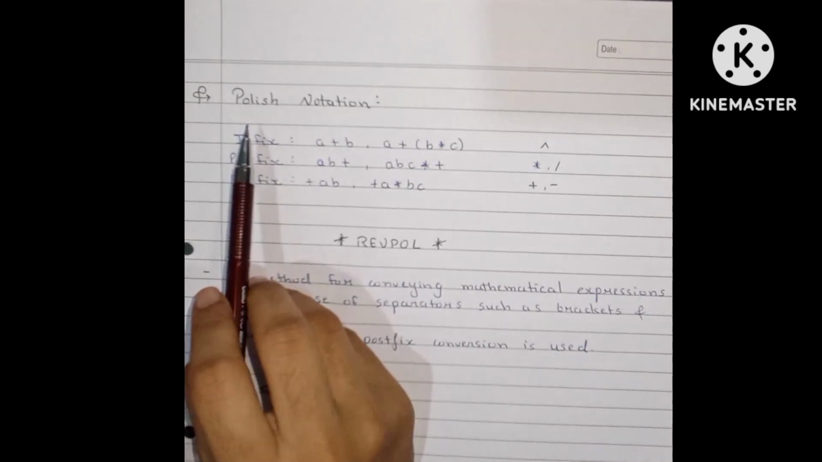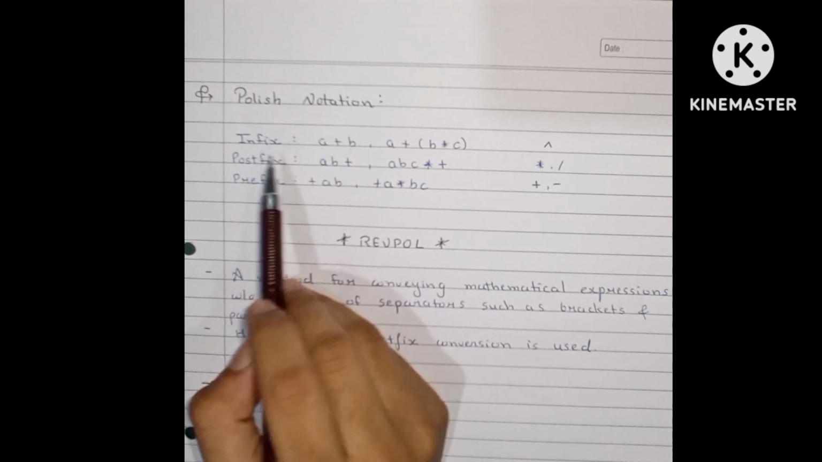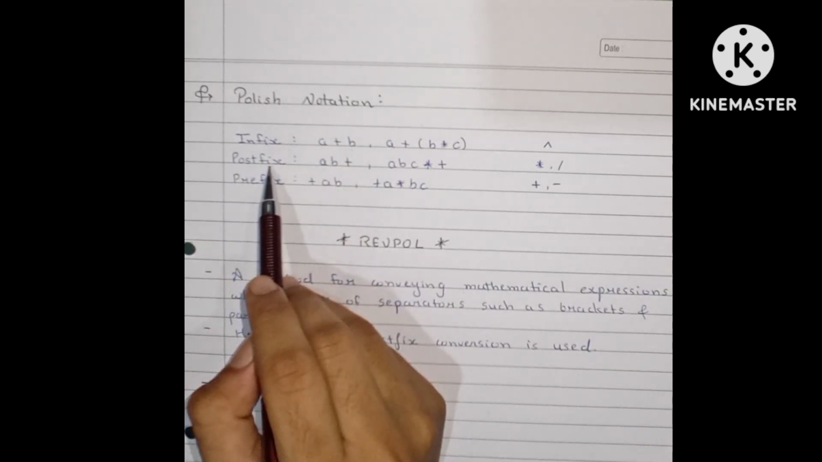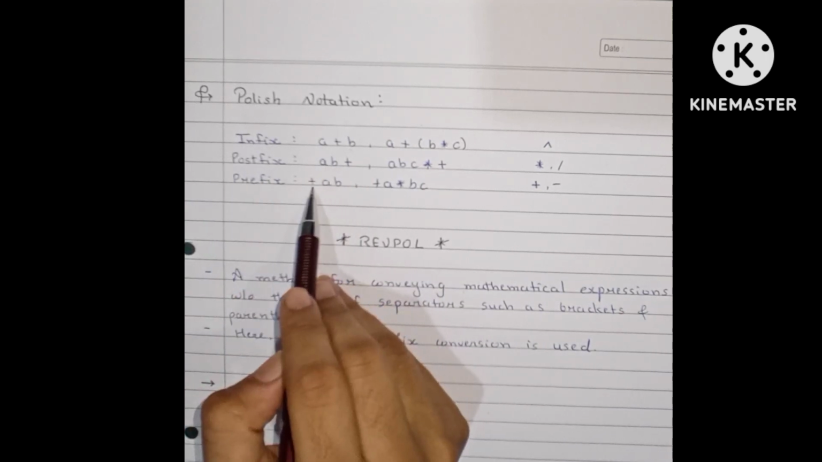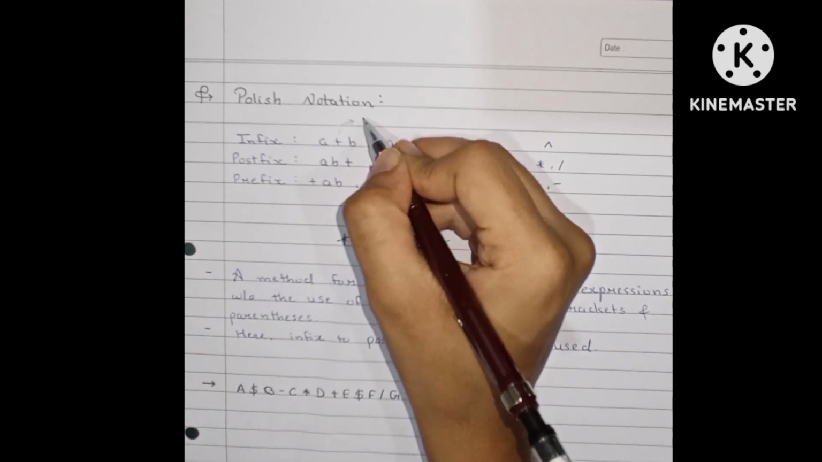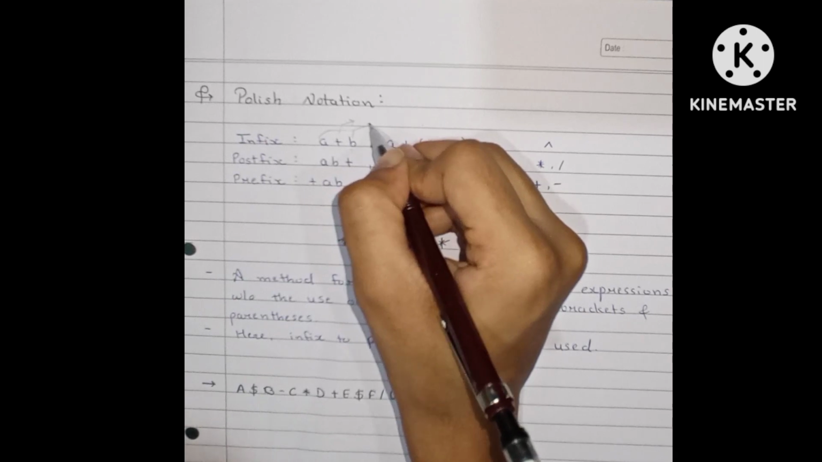The next topic is Polish notation. It consists of 3 expressions. The first one is infix, where the operator is between the 2 operands. Then postfix, where the operator is after the 2 operands. And prefix, where the operator is before the 2 operands. Where operator is any mathematical operation which is used on the 2 operands.